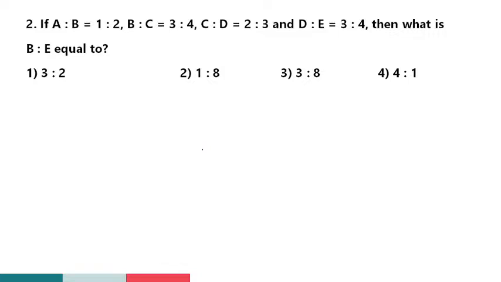If a is to b is equal to 1 is to 2, b is to c is equal to 3 is to 4, c is to d is equal to 2 is to 3 and d is to e is equal to 3 is to 4, then what is b is to e?